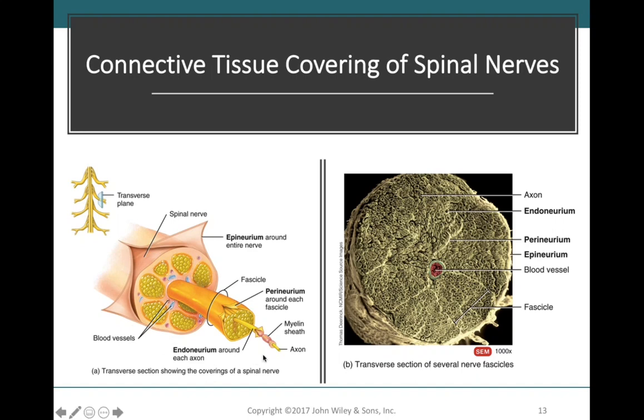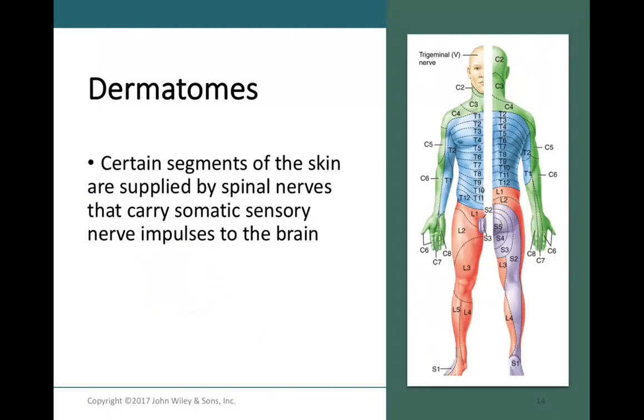Spinal nerves are just big bundles of myelinated axons. Each axon gets its own endoneurium. Each fascicle, or bundle of axons, is going to get its perineurium wrapped around it, and around the entire spinal nerve we'll see epineurium. So that's going to take us into the dermatomes.